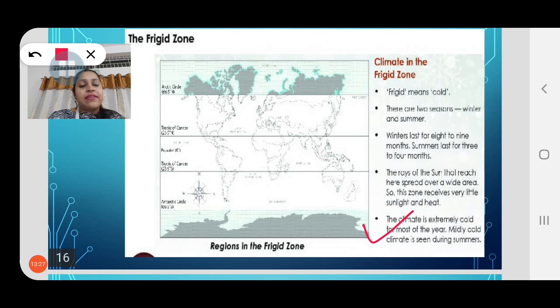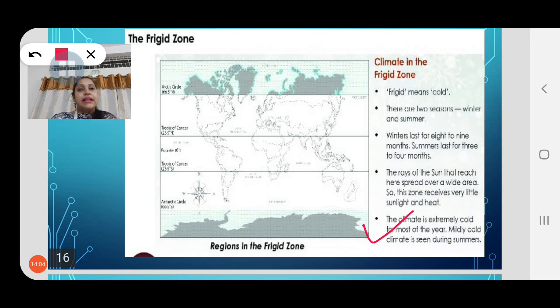Mildly cold climate is seen during summers. Even summers are not like the summer season we experience here; the temperature only becomes a bit higher. In the winter season the climate is extremely cold. Generally the temperature remains in minus degrees. When it rises to 10 to 12 degrees, that is called summer. It's not like summer where they have a fully hot season.